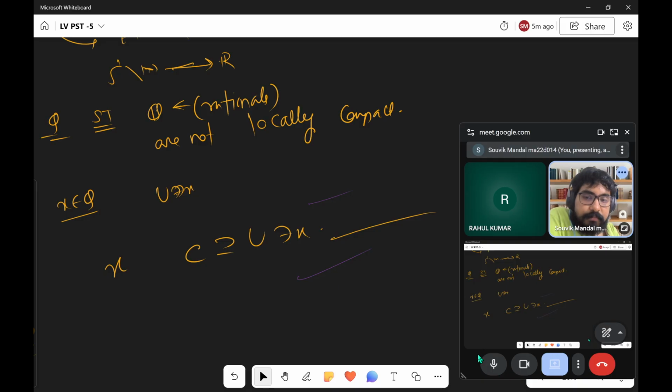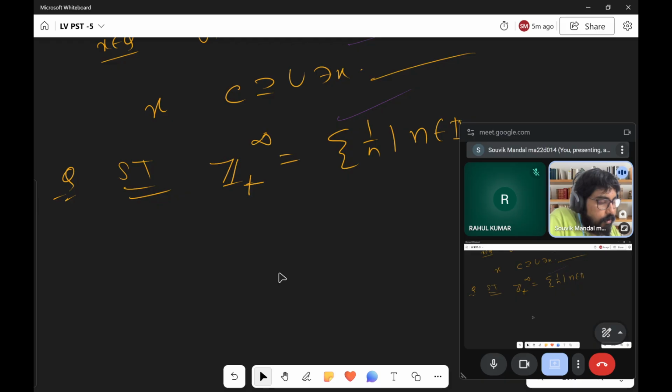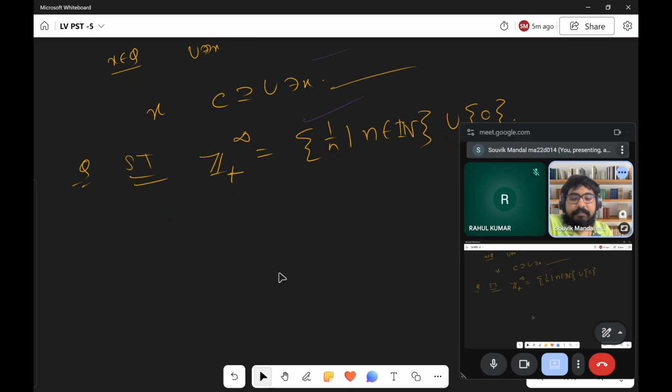The next problem is: consider the positive integers, so that its one-point compactification is equal to the set {1/n : n belongs to N} union {0}. Is the question clear? Yes, sir. So consider the set of positive integers; its one-point compactification is {1/n : n belongs to N} union {0}. So try to show that.